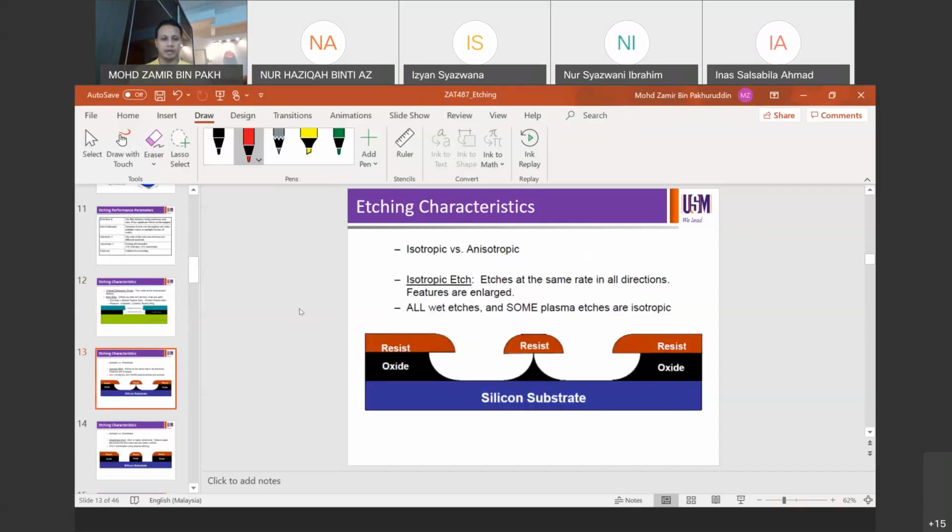Right, this is severe undercut. You can see the oxide is so much undercut due to the isotropic nature of the etching. All right, so isotropic etch in this case, etch in all directions. Features are enlarged, so dia akan makan semua. So you will end up with a bowl-shaped feature. So normally, if you see bowl-shaped feature, then it's due to isotropic.